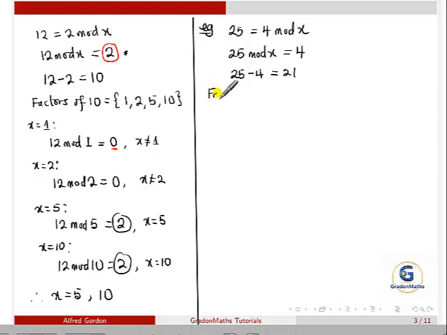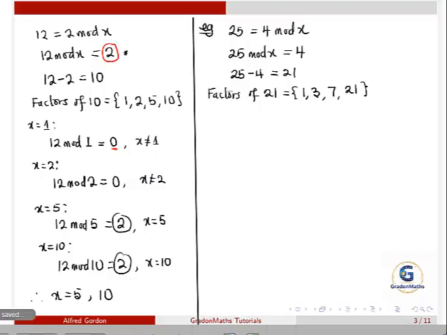Then we follow by finding the factors of the difference identified, which is 21. What are the factors of 21? We know 1 can divide 21, 3 can divide 21, we also know 7 can divide 21, and 21 can divide itself. Good. So these are the factors. Let us try substituting these factors into our rewritten equation.